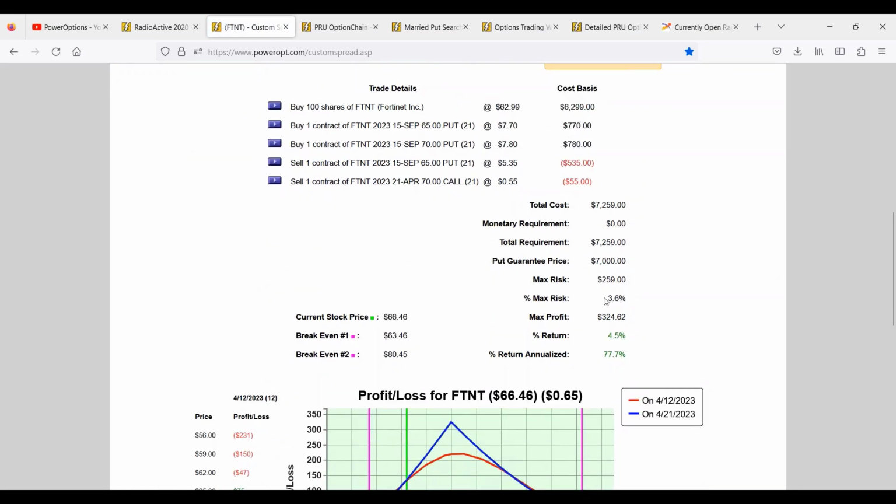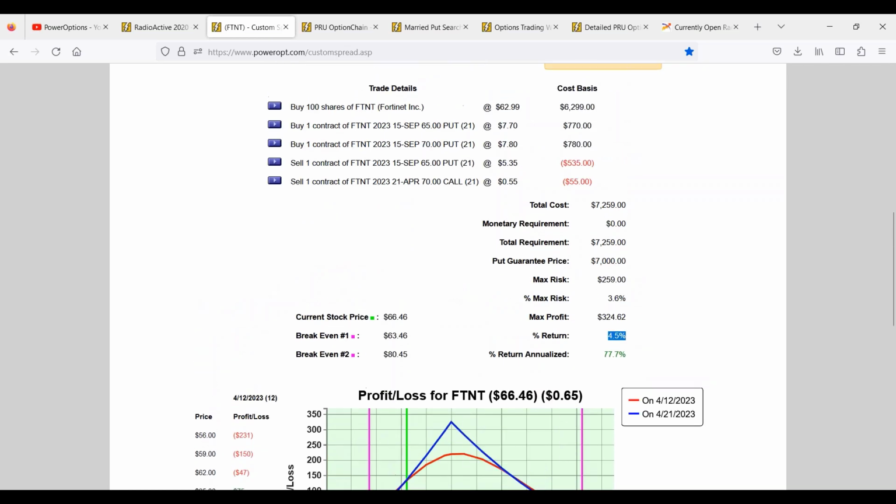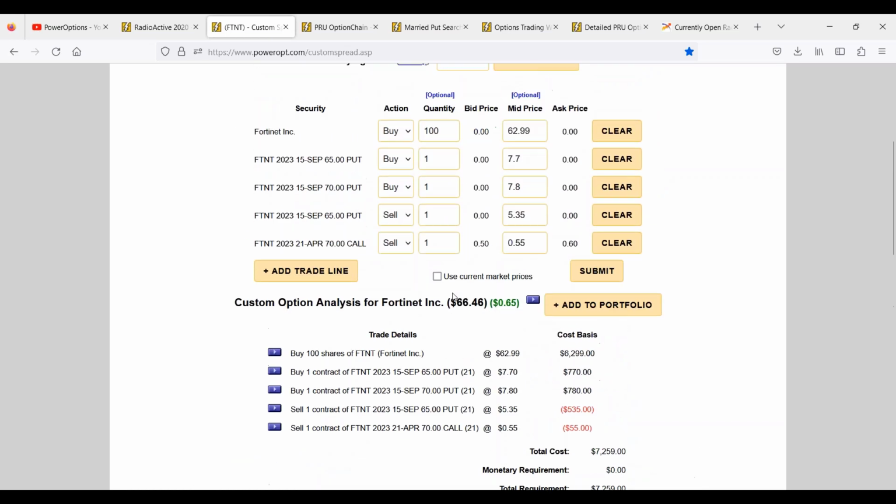And going further, then we could lower it down to 3.6%, that 50% I mentioned I wanted, with a potential return of 4.5% if the stock's up at this price at expiration in the first 28 days of the trade. So I'll accept that, but I'm not done with it. I think it has more room to go. I might not even sell the call.